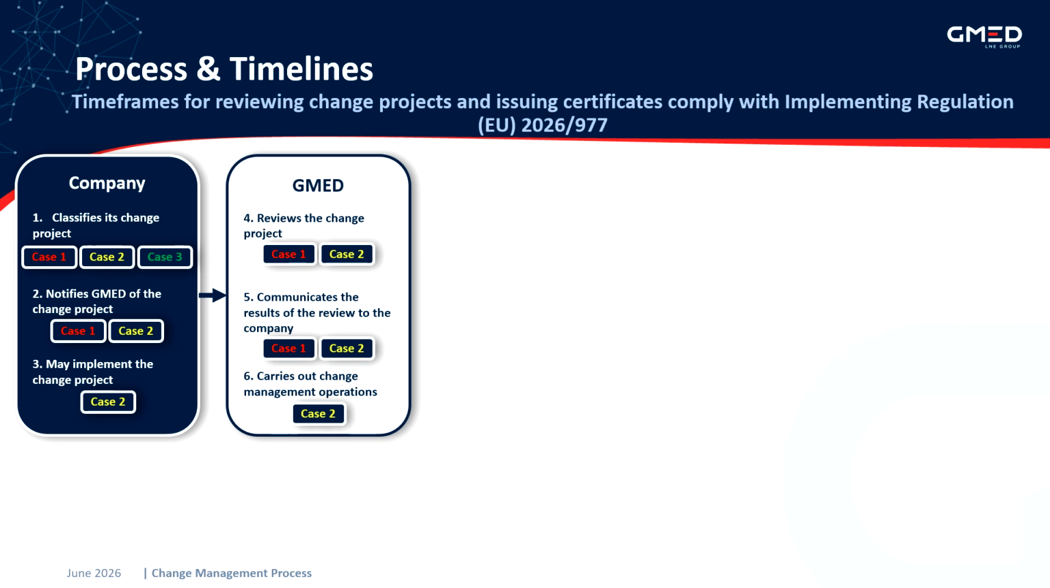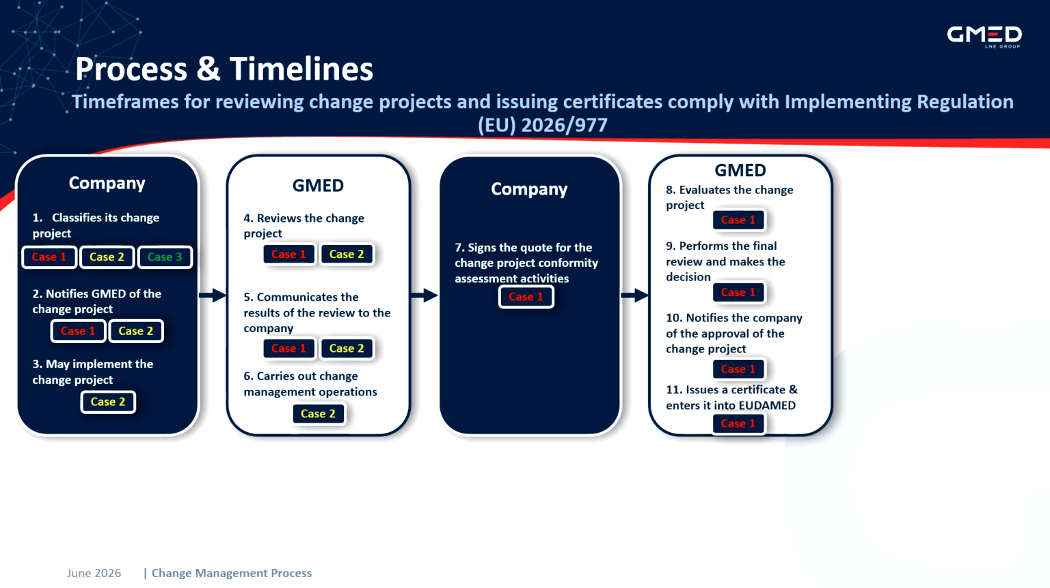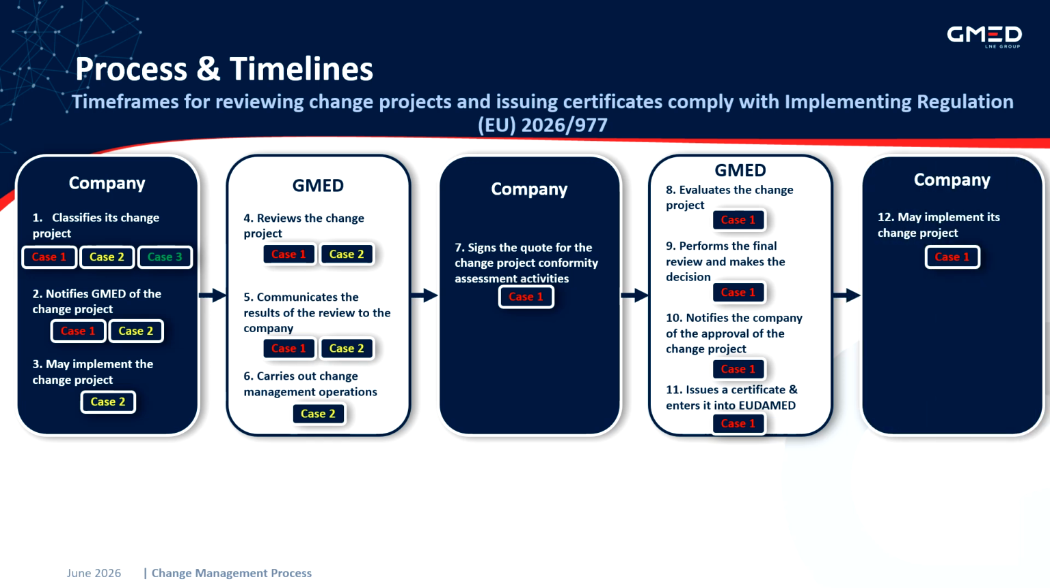When the change project is categorized as Case 1, a quote for conducting conformity assessment activities is sent to the company. The company is invited to order by signing this quote to allow for the assessment of the change. After the quote is signed, GMED evaluates the change project, then conducts the final review and makes a decision regarding the approval or rejection of the change. GMED notifies the company of its decision and, if applicable, issues or updates the corresponding certificate and enters it into GMED. Once all of these operations and conformity assessment activities have been completed and subject to a favorable decision, the company may implement its Case 1 change project.